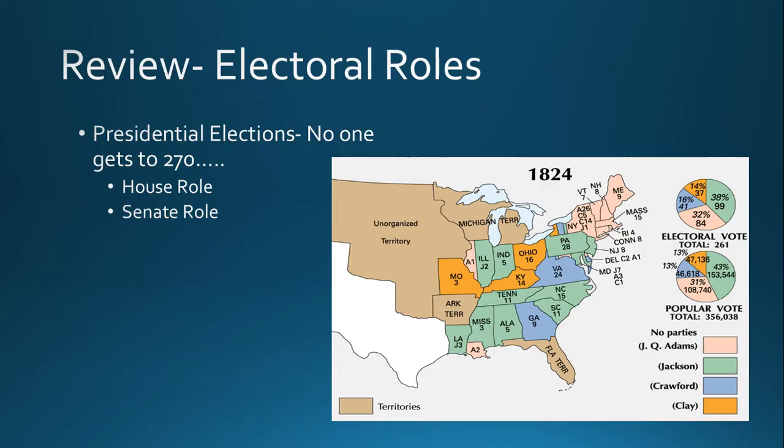In the Senate, each senator gets one vote. So it's not by state, it's by senator. So remember, the House picks the president in the event that no one gets to 270 electoral votes. The Senate picks the vice president. Those are the two review things.